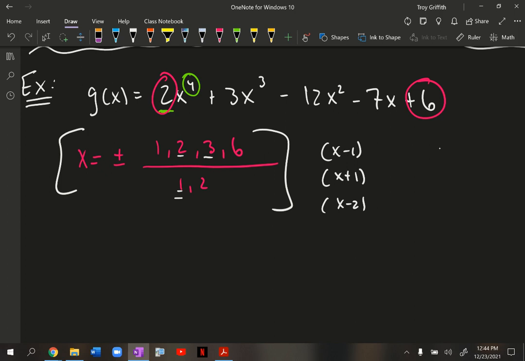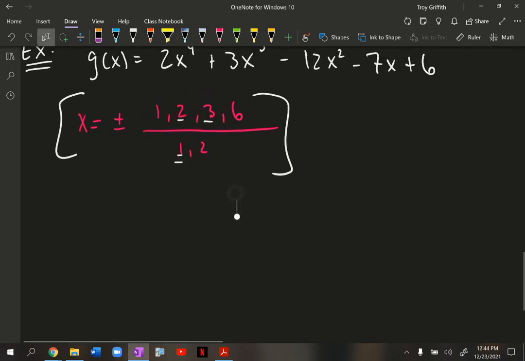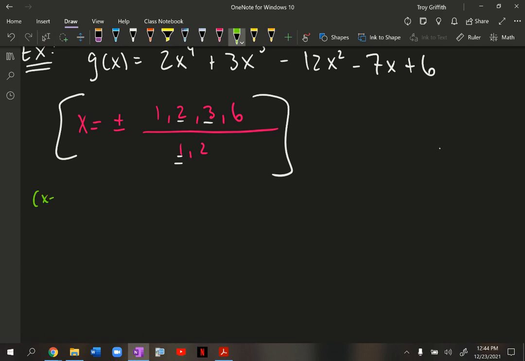I'm going to be strategic about this because we'd like to try the easiest numbers first, and we can work our way to the harder numbers as we go. So let's say that we wanted to begin on this problem by testing x minus 1. Okay, so I'm going to try x minus 1 first. I'm going to put a 1 in the box. And across the top here, 2, 3, negative 12, negative 7, and 6. And I'm just going to try my synthetic division here. Remember, we add in the middle.